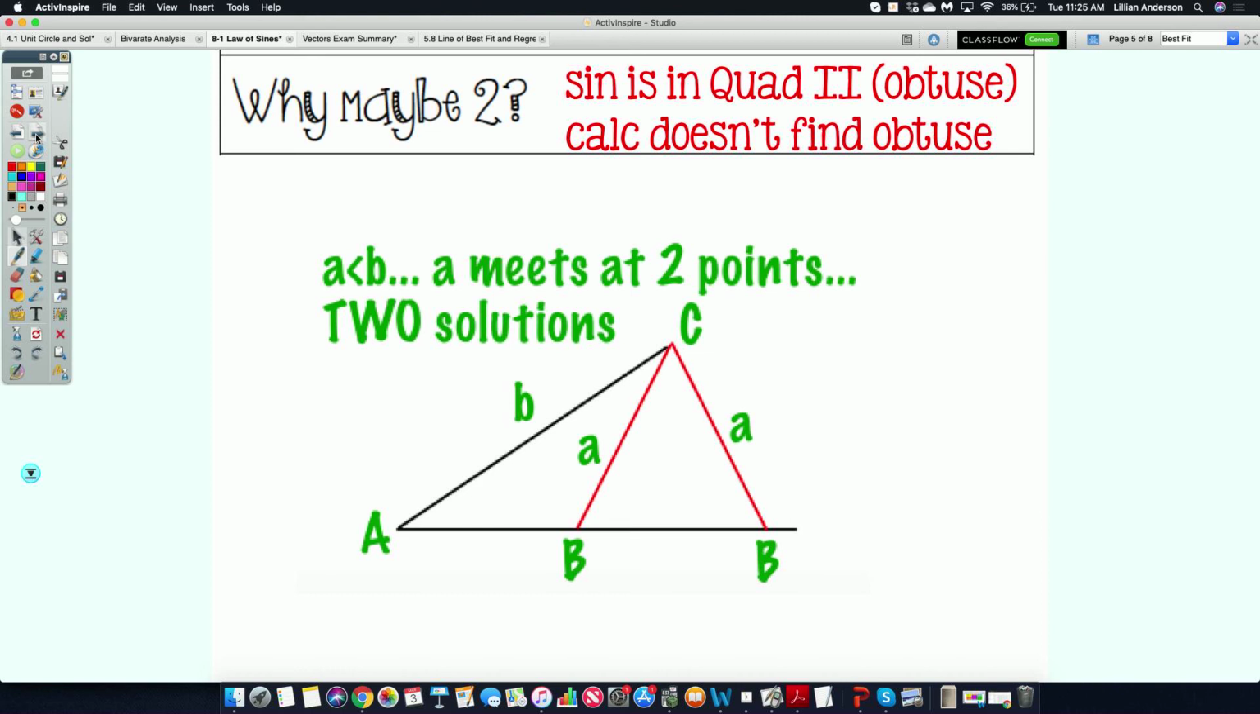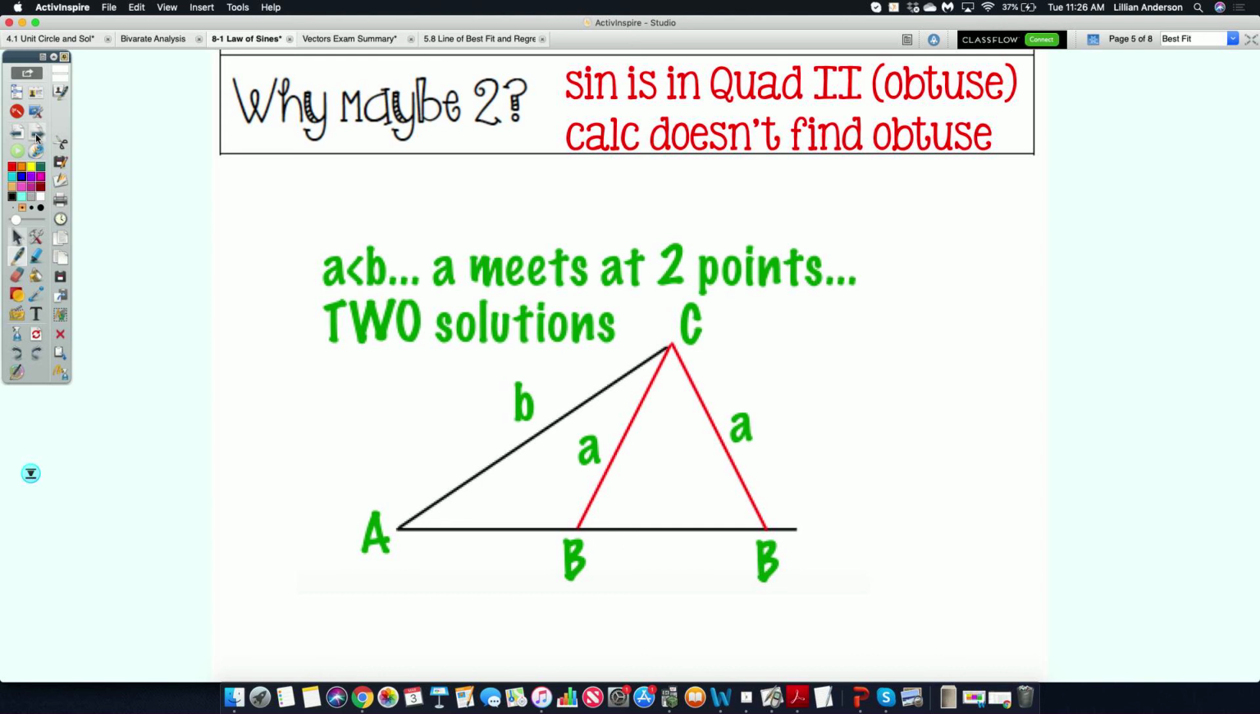Why are there 2? Well, we've been dealing with the unit circle and circles inside of coordinate planes. Remember that sine is also positive in quadrant 2, correct? Which means that you can produce a triangle that has an obtuse angle. The only thing is that when you set up the equation and try to solve for your angle, the calculator is not going to give you that obtuse angle. And so you have to manipulate the formula for law of sines so that you can get your obtuse angle and create your 2 triangles.